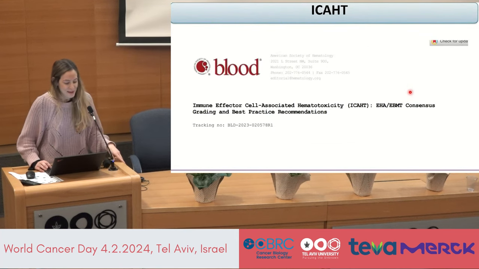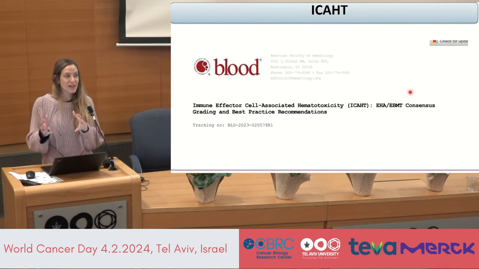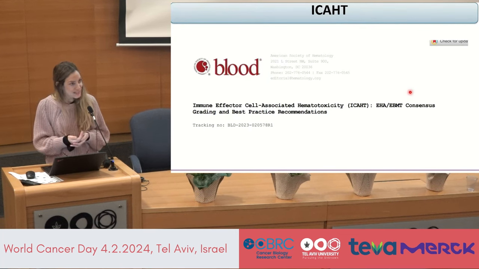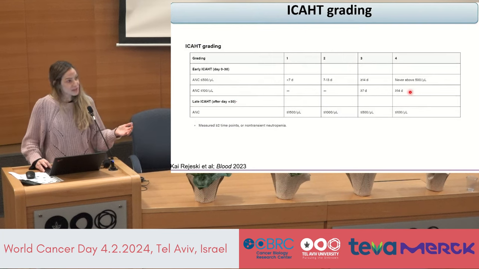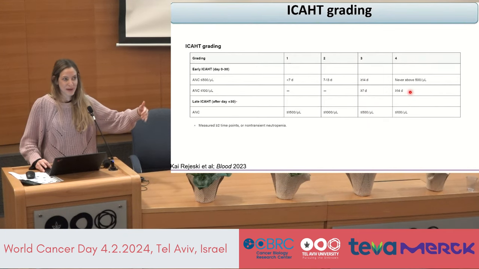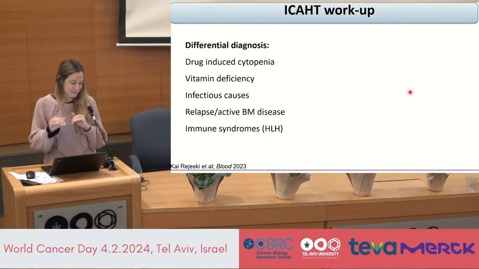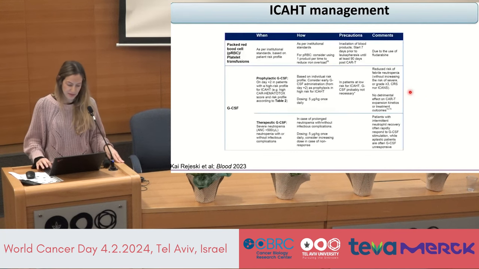So just last year, at the end of the year, this paper came out identifying this as a big and serious problem with CAR T cells. So they gave it a name, immune effector cell associated hematotoxicity. So now I'm going to refer to it as ICAHT. And then we grade these patients if they have early ICAHT or late ICAHT based on their neutrophil counts and based on the days that go by that they're neutropenic. It's important to think about other causes, and all the time we discuss this and think about other differential diagnoses, but eventually most of the patients are indeed ICAHT and nothing else. We think about drugs, we think about vitamin deficiency, infectious disease, and all of that.